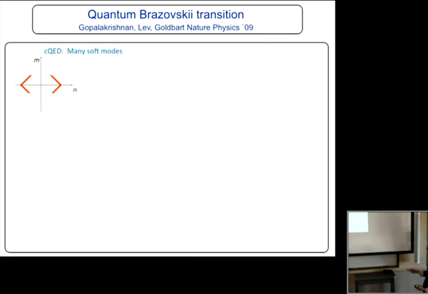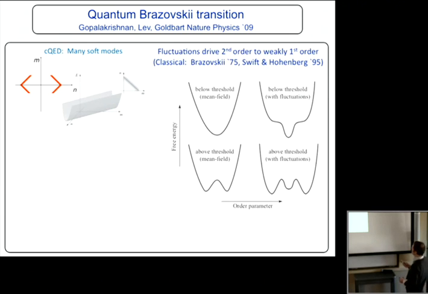So you have these little brackets here instead of a full circle, but nevertheless, that's enough to give you a Brazovskii transition where you have excitations around there like so. Okay. And so it drives this transition from second order to weakly first order, where at mean field, you would expect it to have this nice kind of second order transition, the fluctuations bend it over again, like so.